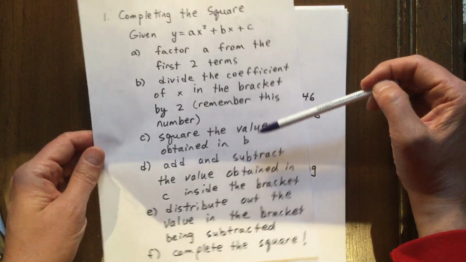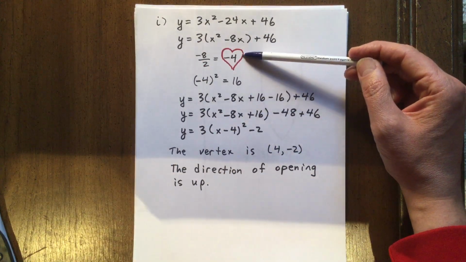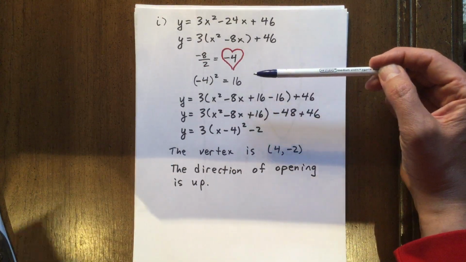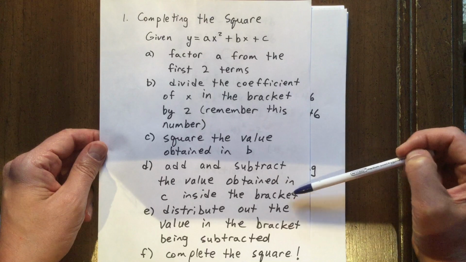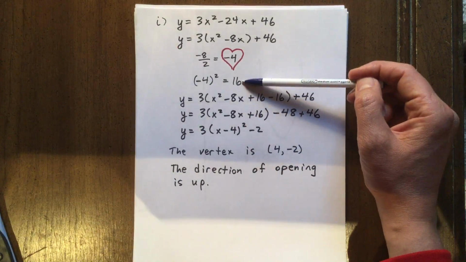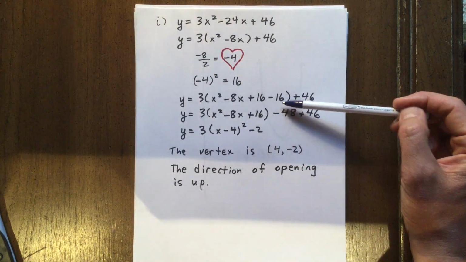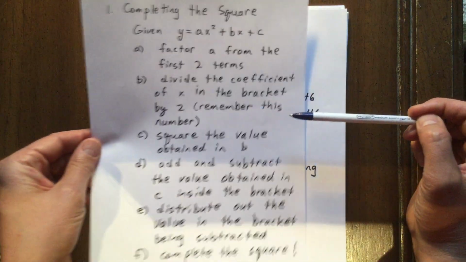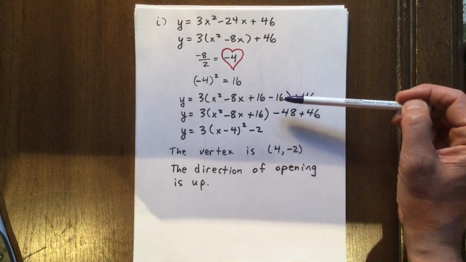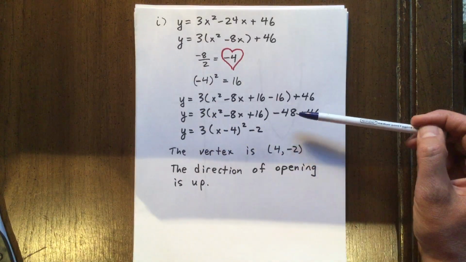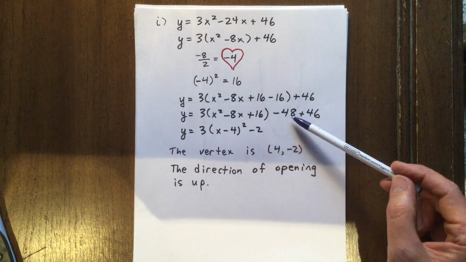Then we get to step 3. We square the value obtained in part B. The value that we obtained in part B was negative 4. We square it, and we get 16. Then we add and subtract the value that we obtained inside the bracket, so we add and subtract 16 inside the bracket. Then we distribute out the part being subtracted. This negative 16, we're going to distribute out of the bracket, but first we have to multiply it by 3, and it becomes negative 48. So it's now been distributed out of the bracket.